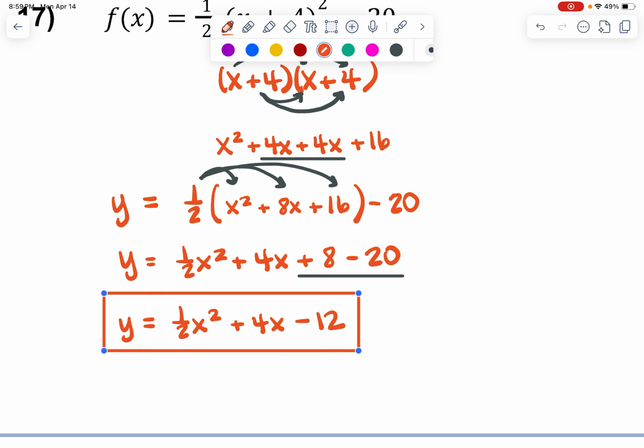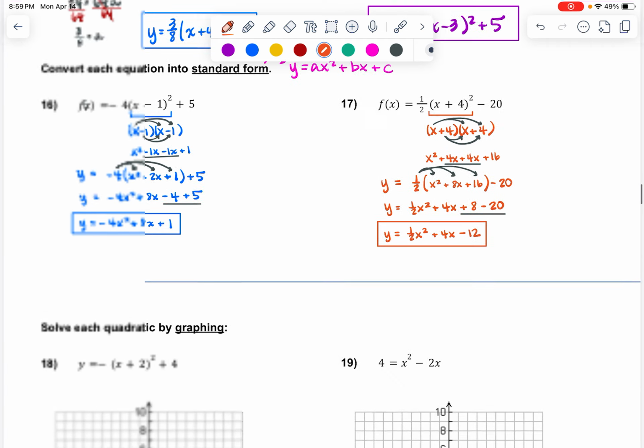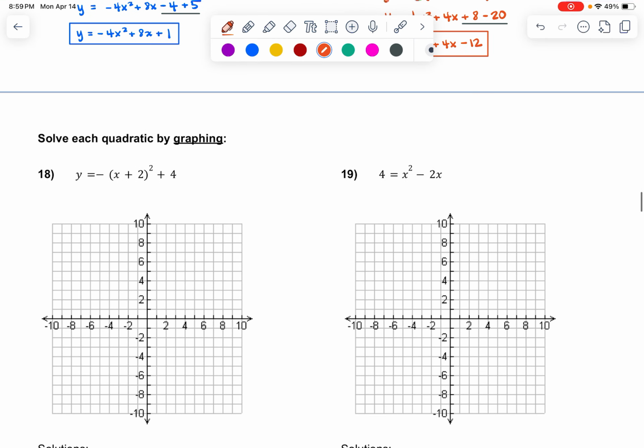And again, totally check it in Desmos. Make sure it's the exact same parabola as your vertex one gives you. Okay, all right, moving along. We're into the solving part, right? So we have 4 methods of solving, right?